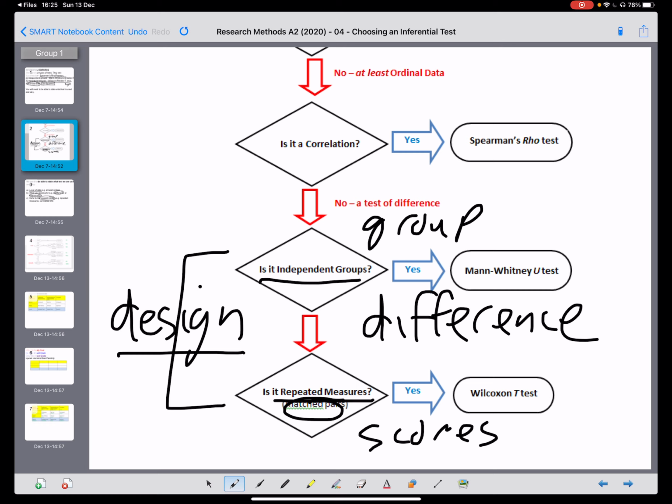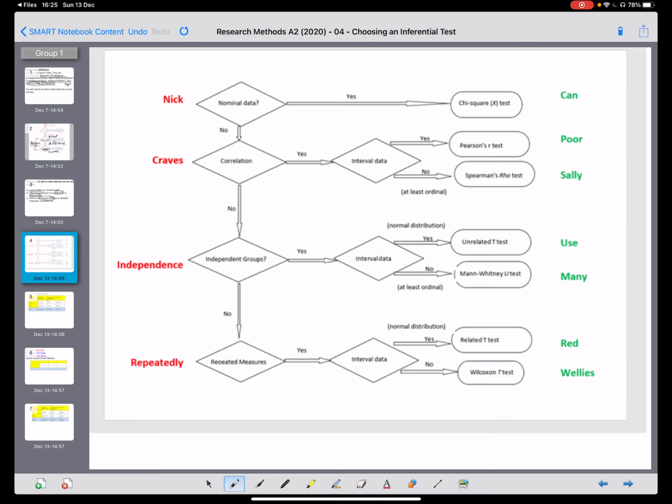Now there's one more diagram that I want to show you, and this is just a complicated version of the one that I had that has every single option available to me. And my colleague, Mrs. Harries, has come up with some kind of an acronym in order to help you to decide what to do. Okay, so you have your Nick craves independent repeatedly, and can poor Sally use many red wellies for the actual test that we have.